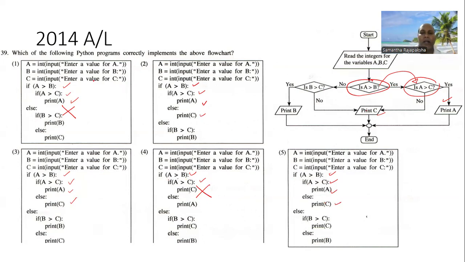Then you can see the else part. So under the else part, you come to the B and C condition. If it is true, print B, but the other one is not there. So this is wrong. If it is true, print B, otherwise print C. This is wrong. If it is true, you print C. This is wrong. So therefore, the answer is this one. So that way you can logically reason and then you get the answers easily.